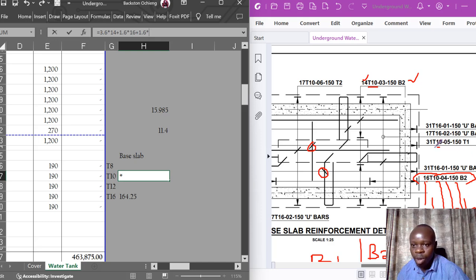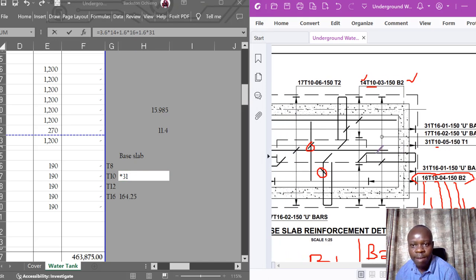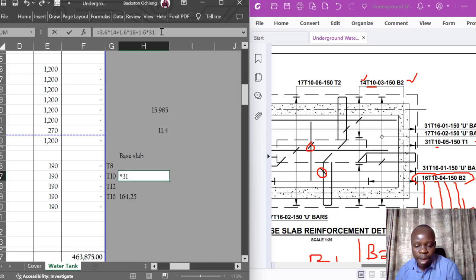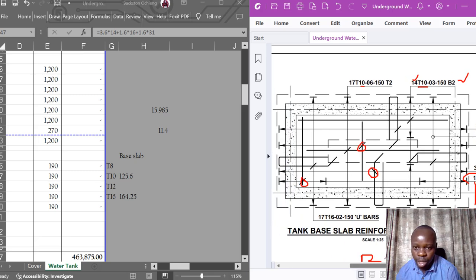How many of them? We have 31 pieces of that bar. So I have done bar 5. That is done. So the one I'm left with is bar number 6. Bar mark number 6 is T10 again. It's T10. I need to get the particular reinforcement bar itself.